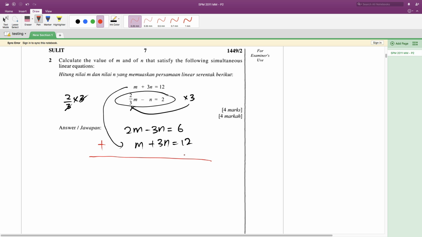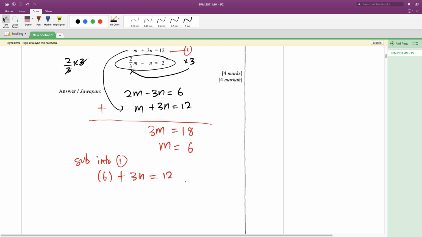So 6 plus 12, you will get 18. Negative 3n plus positive 3n, you get 0. 2m plus m, you have 3m. So 3m equals to 18, m equals to 6. Just 18 divided by 3. If you got m equals to 6, you can substitute into first equation. You can say sub into 1. Then you have m plus 3n equals to 12.